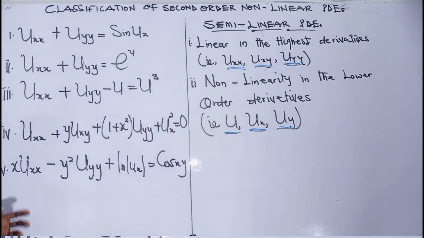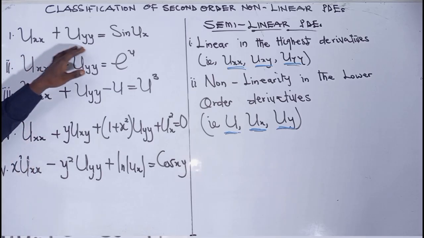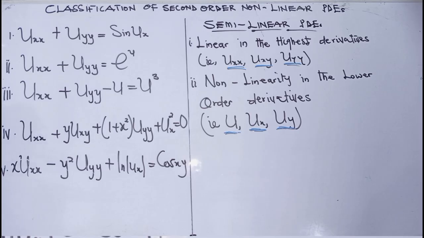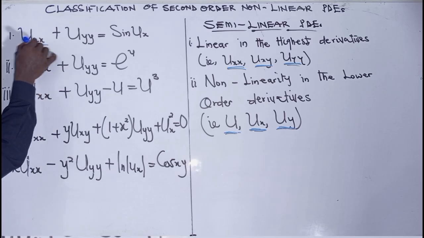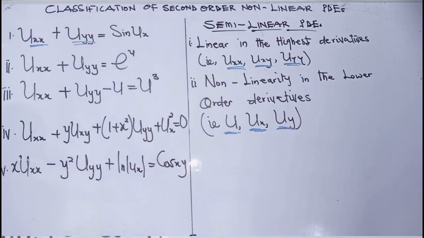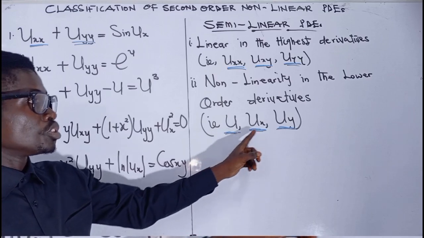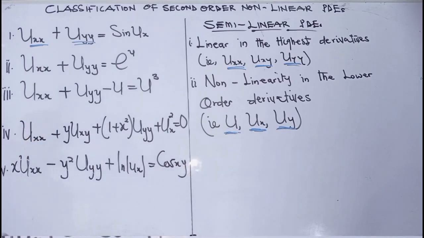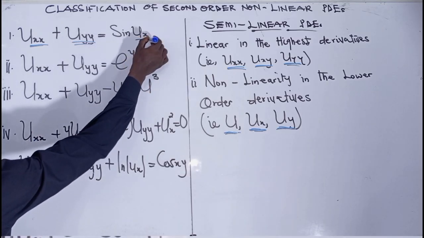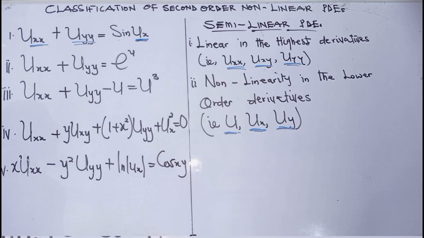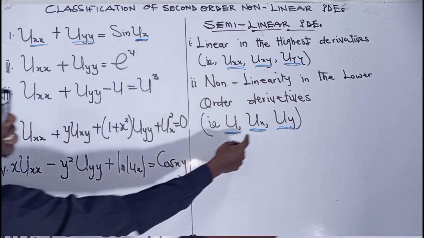So we have 5 examples that we are going to go through. All of these are nonlinear PDE. So we have uxx plus uyy is equal to sine ux. So you can see that these are our highest derivatives, uxx and then uyy. Are they linear? You can see that these two highest derivatives are linear. Then you move on to the lower order derivatives, that is the ux and then uy, and we check to see if they are also linear or non-linear. So you can see that we have a transcendental function on the lower order derivative, that is this one.